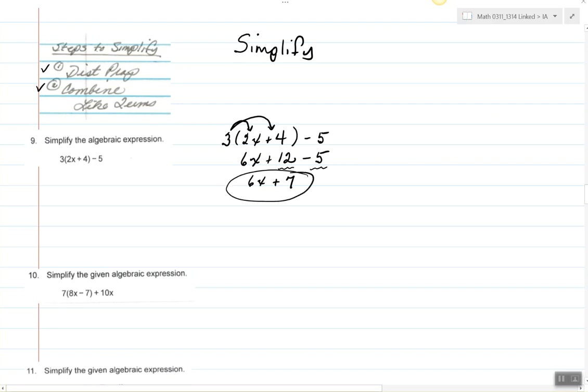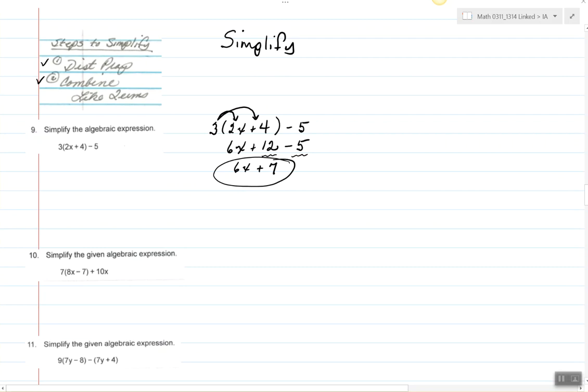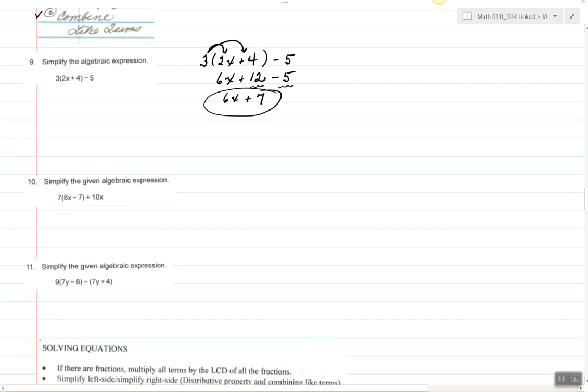I did not do an equation. I did not get a solution. All I did was simplify, which is kind of a cleaning up process. Let's look at number 10.